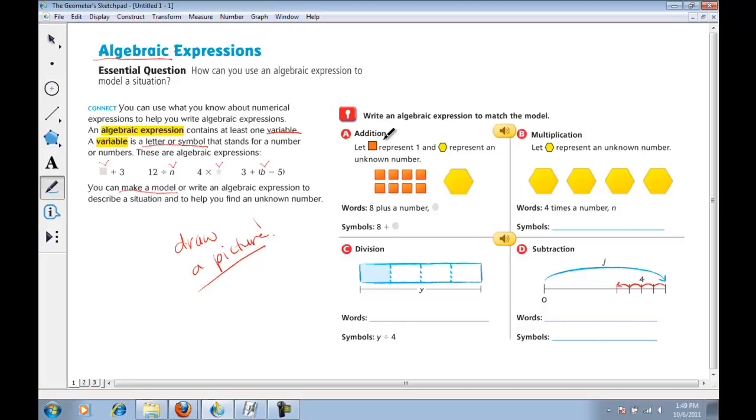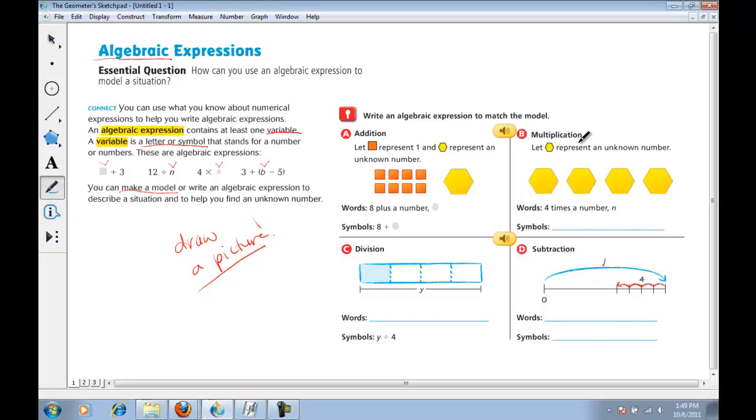Now, let's look at this section A. Let the red square represent 1 and the yellow hexagon represent an unknown number. So we have 1, 2, 3, 4, 5, 6, 7, 8 red squares and a yellow hexagon. So to write this in words, we would say 8 plus a number, that's the hexagon. And that could be written like this in words: 8 plus a number, hexagon. To write an algebraic expression, to write it in symbols and our math code, we would write 8 plus a yellow hexagon.